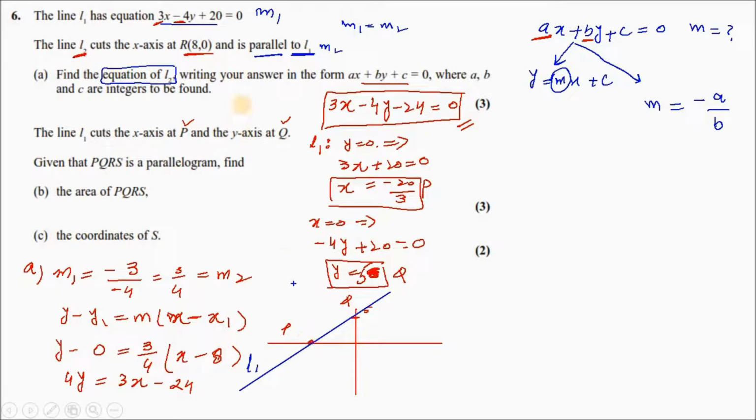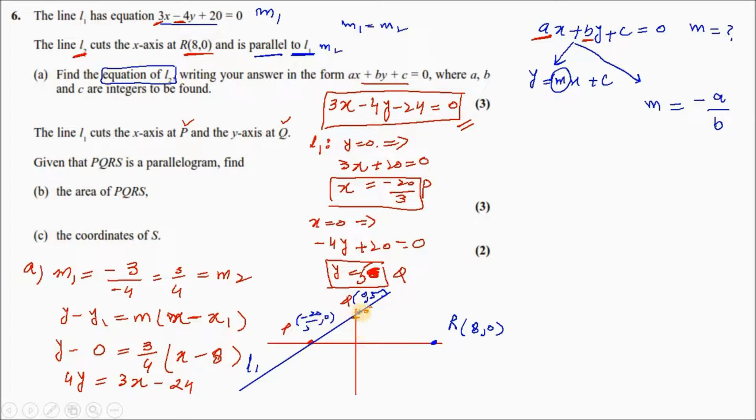And if you visualize your point R, which is (8, 0), through which line L2 is passing, (8, 0) will be somewhere here. This is point R, (8, 0). And this is point Q, which is (0, 5). And this is point P, which is (-20/3, 0).